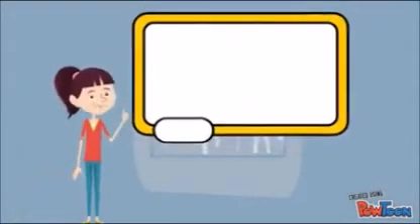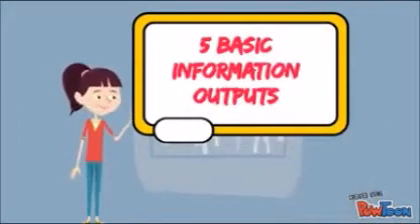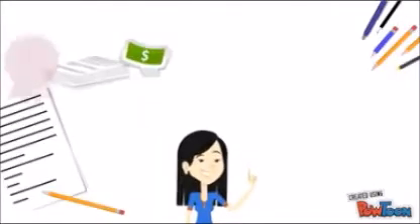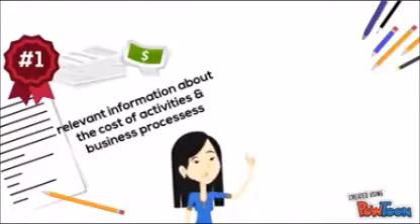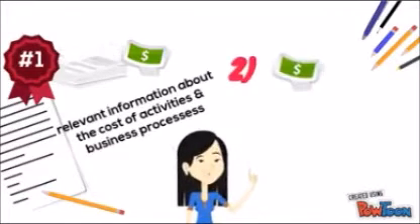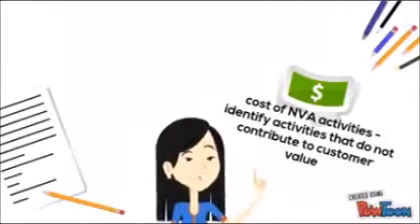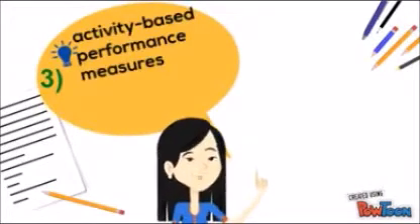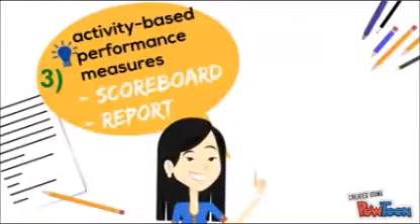Organizations that are designing and implementing ABM will find there are 5 basic information outputs. The first one is relevant information about the cost of activities and business processes. The second one is the cost of non-value-added activities. This is in order to identify activities that do not contribute to customer value or the organization's need and make improvement efforts. The third one is activity-based performance measures. This is to provide scoreboards and to report how well improvement efforts are working.